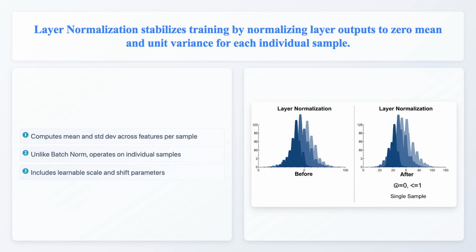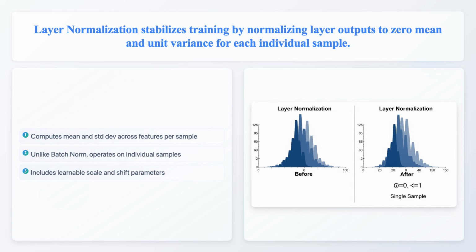Here's how it works. For each sample in the batch, it computes the mean and standard deviation across all features, then normalizes each feature by subtracting the mean and dividing by the standard deviation. Unlike batch normalization, which normalizes across the batch dimension, layer normalization operates on individual samples. This makes it particularly well suited for sequence models where batch sizes might vary and sequence lengths differ.